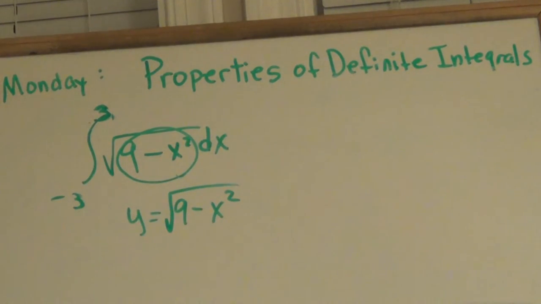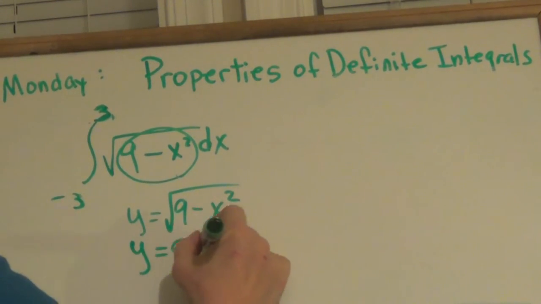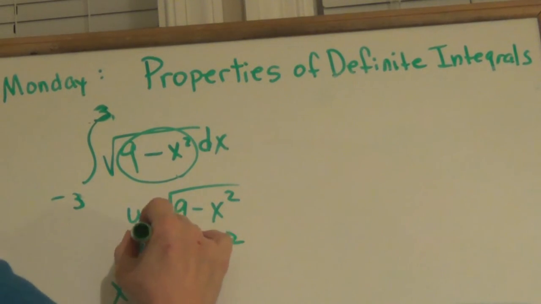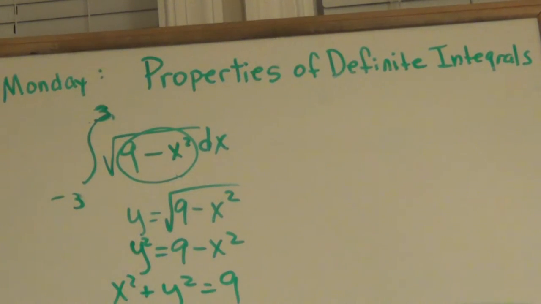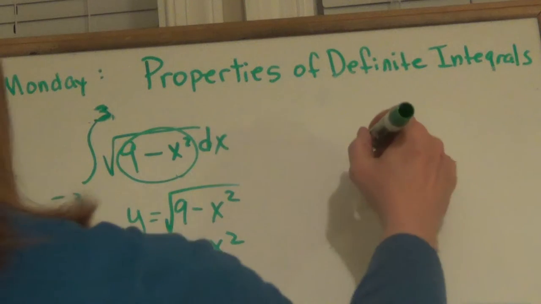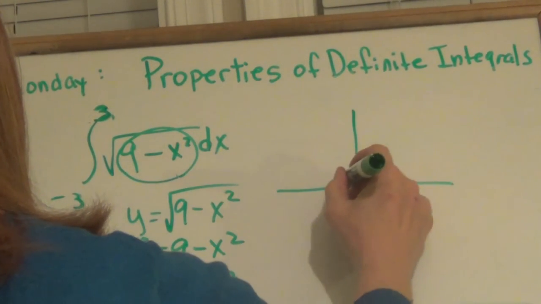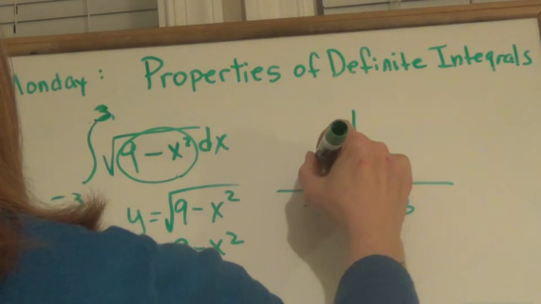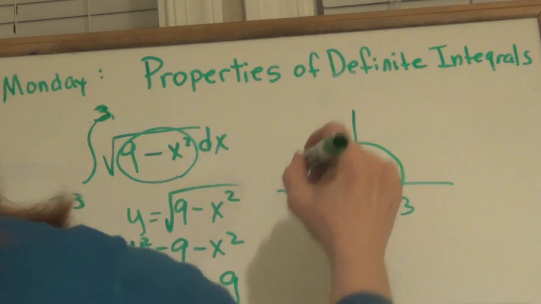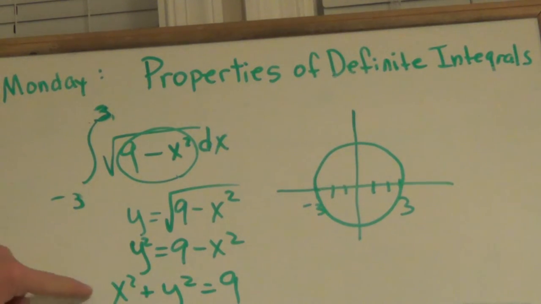So let's see. Square both sides. Move the x squared over. And I get x squared plus y squared equals 9. And that should be a familiar friend from pre-calc. And that is a circle with radius 3. So what this is asking you to do is look at this minus 3 to plus 3, and there's a circle of radius 3, centered at the origin.